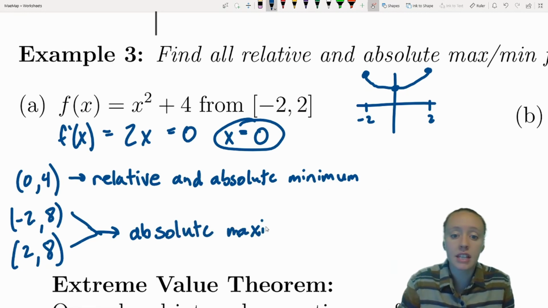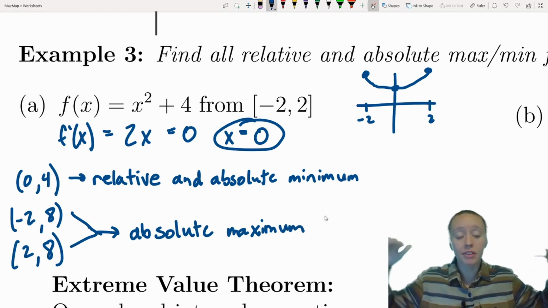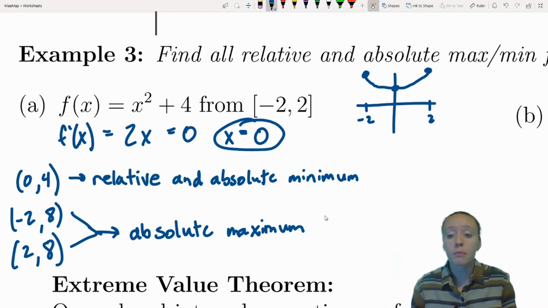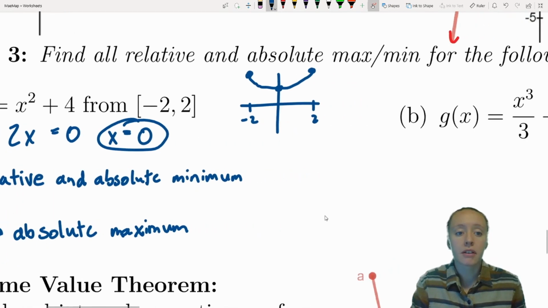Remember, endpoints cannot be relative maximums, but because they have the same value and those are the highest values on my entire function, I have an absolute maximum when my function value is equal to 8, and that occurs at two different places, -2 and 2. Let's continue on to part B.